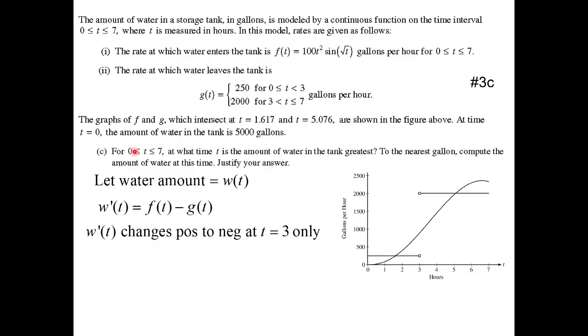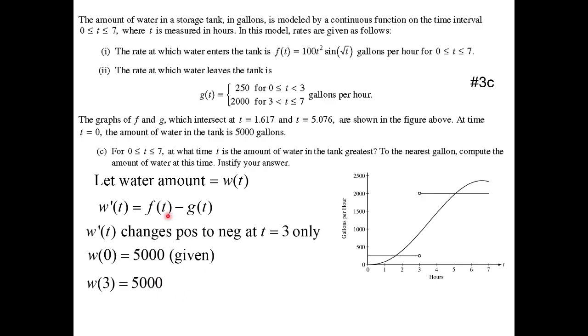That's just the amount of water in the tank at time 0, and that's 5,000. So W of 0 is 5,000. That was given in the problem. Now these other ones are a little trickier. In order to find W of 3, I need to take the 5,000 and add to that the total change in the water from time 0 to 3. So I've got 5,000 plus, and now I'm going to need an integral from 0 to 3.